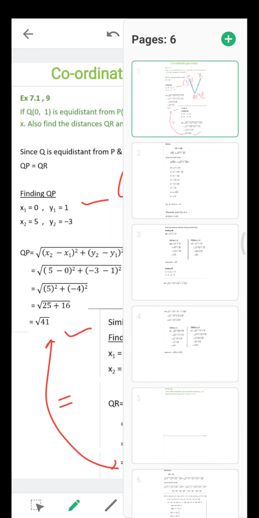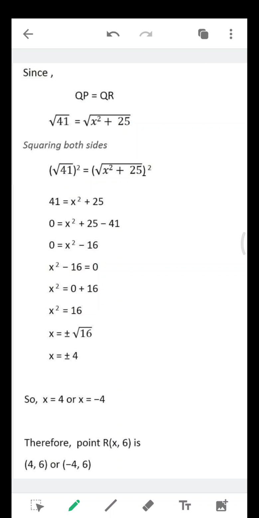So we'll first find the value of x. Let's proceed with it. So we are equating this QP and QR, which we got just now: root 41 and under root x square plus 25. Squaring on both the sides, to remove the square root, we'll cancel square and root. 41 is equal to x square plus 25, and when 25 comes to the right it becomes minus, so x square is 41 minus 25, which is 16.